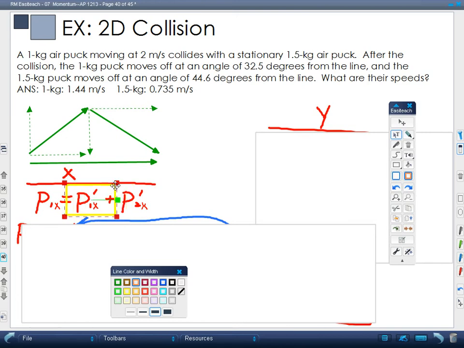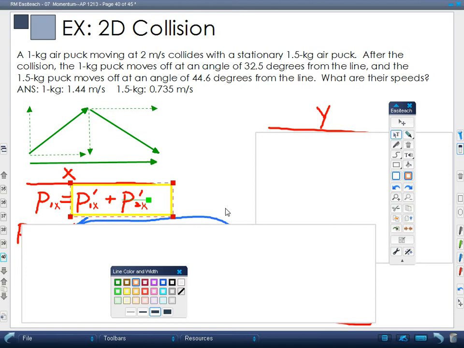And of course, pause and stop and rewind and digest this equation, because if you don't understand this equation, you're not going to be able to write it. So it means the total momentum in the horizontal before, which is just due to that 1, is equal to the total momentum in the horizontal after, which is the sum of two components.